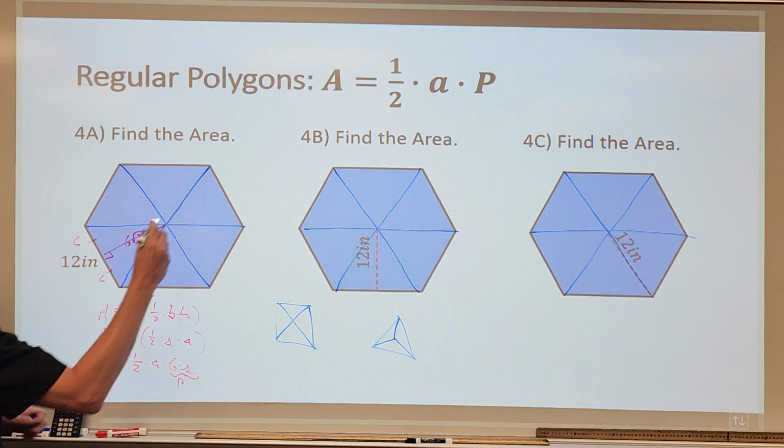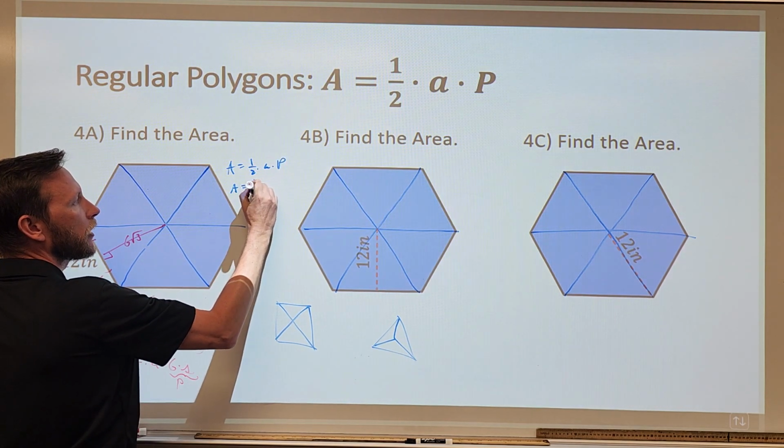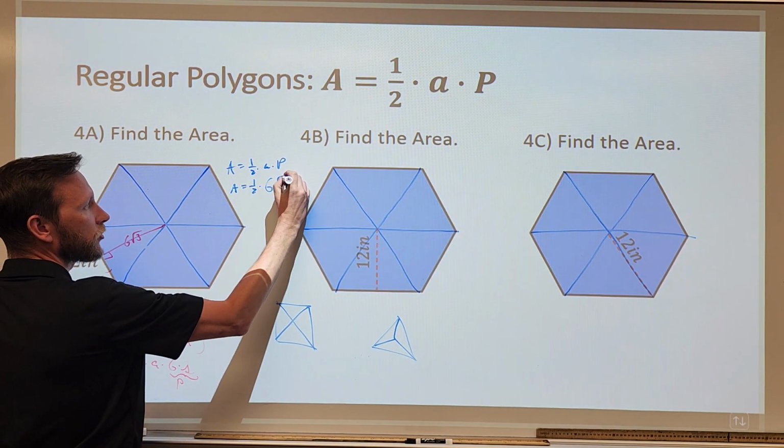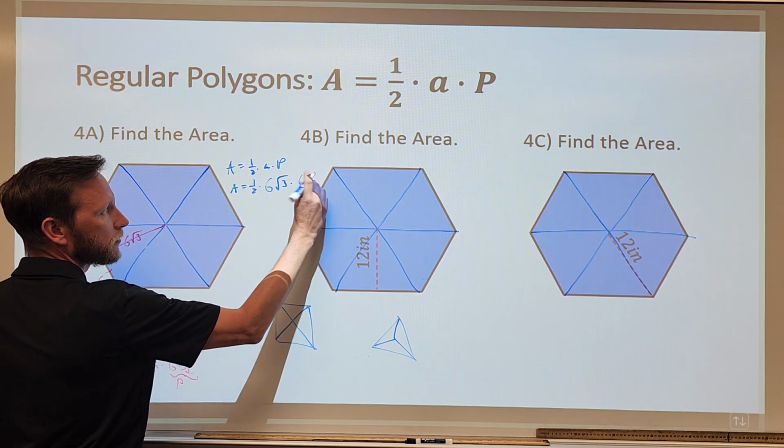Let's go ahead and do that work here. Area is 1/2 times the apothem times the perimeter. Area is 1/2 times the apothem, 6 square root of 3, times the perimeter, 6 times 12.